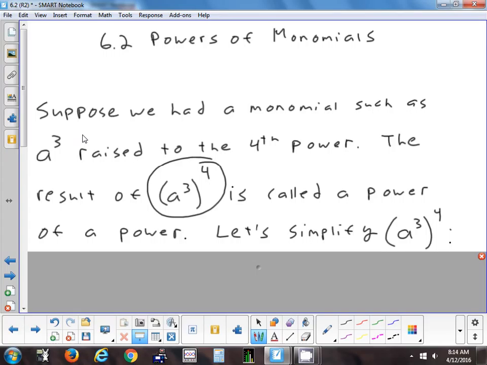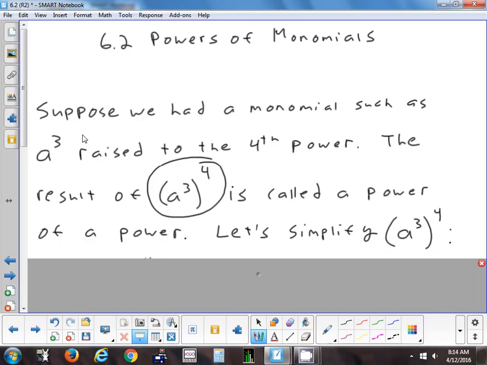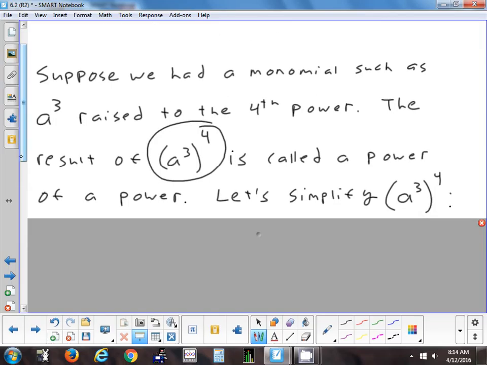pattern. Did anybody already know the pattern, what you do with the 3 and the 4? Guys, what do you see there in that problem, besides the numbers and the letters? Parentheses. What do parentheses mean? Multiply. Okay. Yep. All right. Well, let's see what we do.